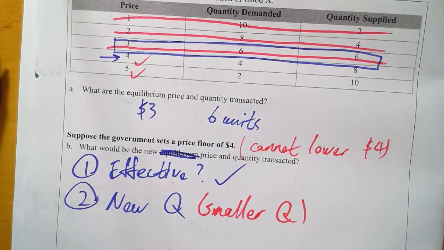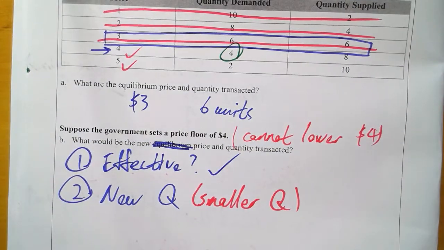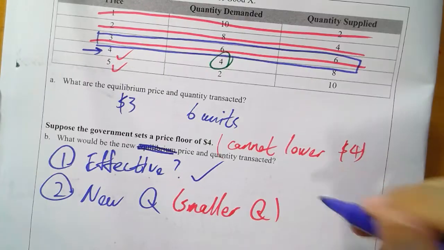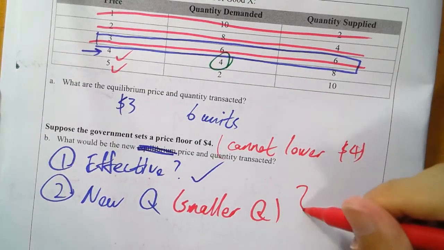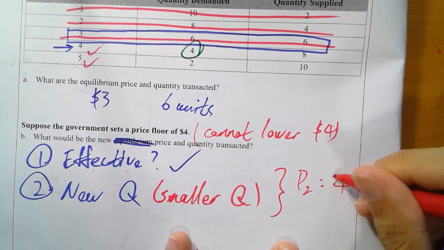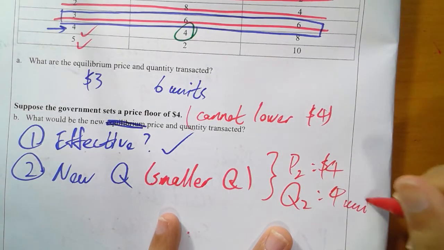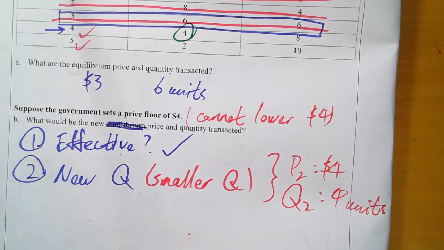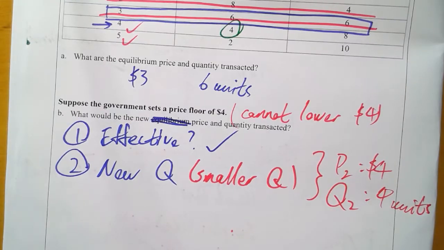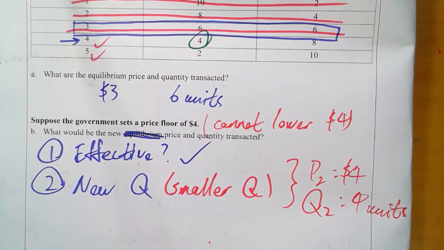Now, we have 4, we have 8. But we take the smaller one, 係咪啊？Therefore, combining the results, the new price would be $4. The new quantity would be 4 units. 得唔得啊？This is the way we do it. You see, it's actually just the opposite of what we have learned in price ceiling.